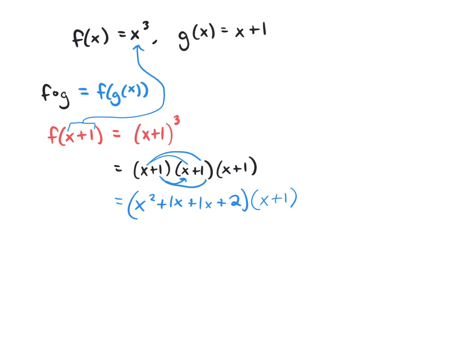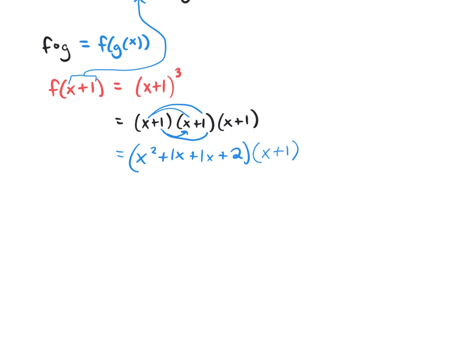Yep, so we're going to distribute again. Is there a way I can condense this first part? Can I condense this? What I mean by that, simplify? Yep, we can combine like terms here. So this turns into x squared plus 2x plus 1 times x plus 1. Now what do I need to do here? Distribute again.